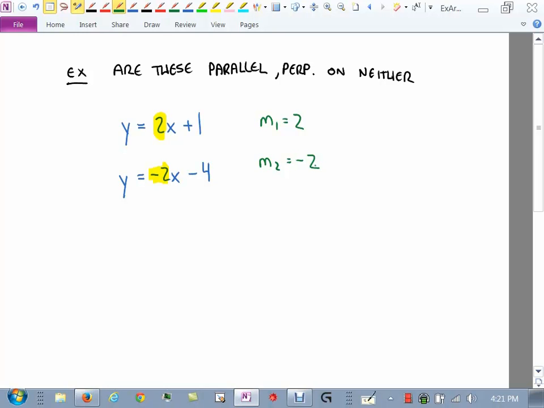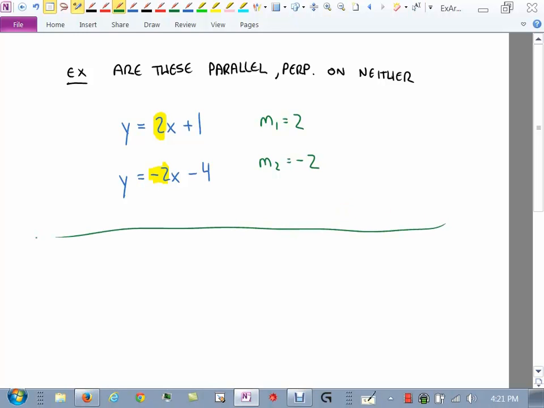Okay, are they parallel? Well, these would have to be identical, wouldn't they? So they're not parallel. Are they perpendicular? Well, multiply these two together. What's 2 times -2? -4. Is that -1? No. So these are neither perpendicular nor parallel.